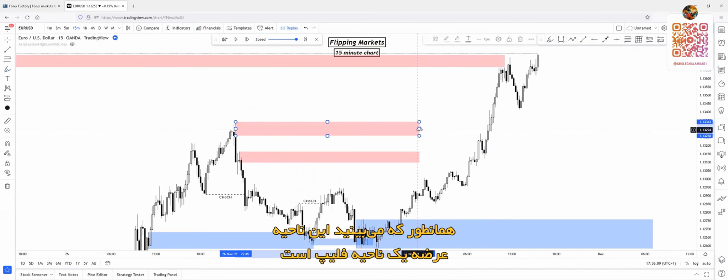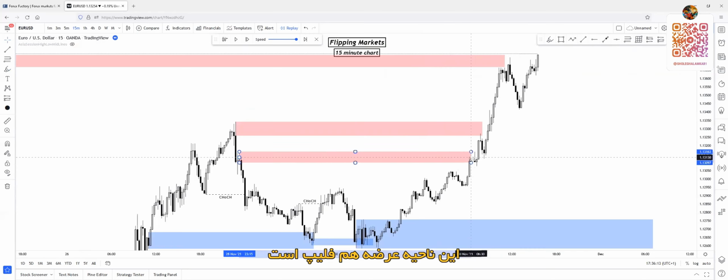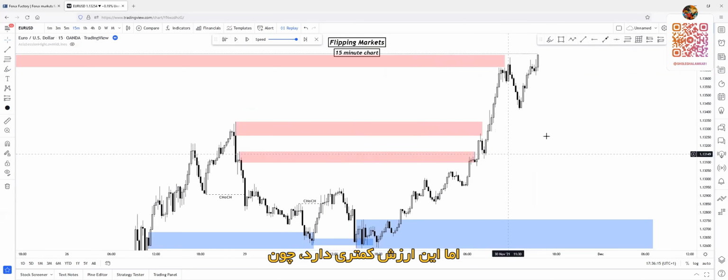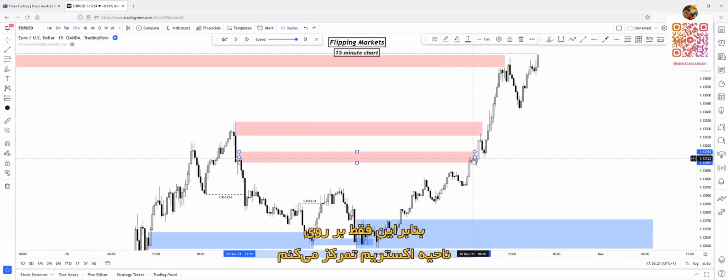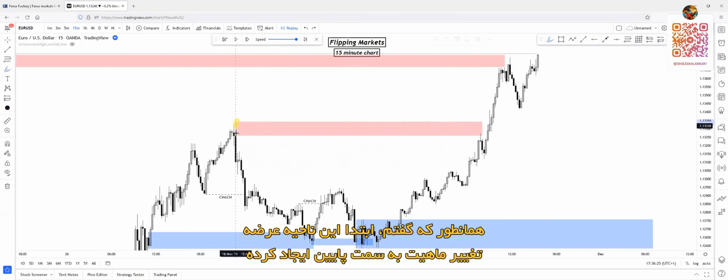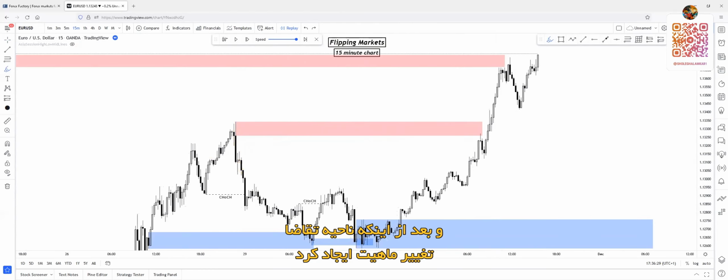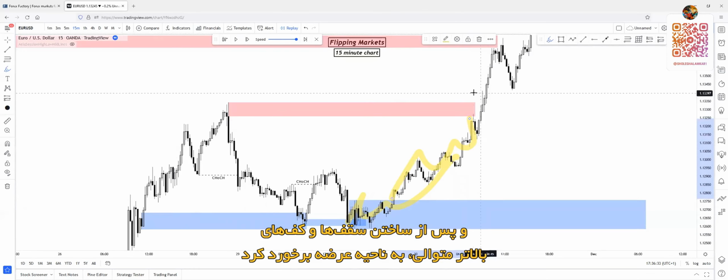As you can see, this supply wick is a flip zone. Also, this supply wick is a flip zone too, but this is less valuable because it didn't have that much reaction as the extreme one. So, okay, I will just delete this one and focus on the extreme one. As I told you, this supply zone changed character to the downside first here. And as you can see, after the demand change of character, price started to form a series of higher highs and higher lows and tapped into this supply zone.